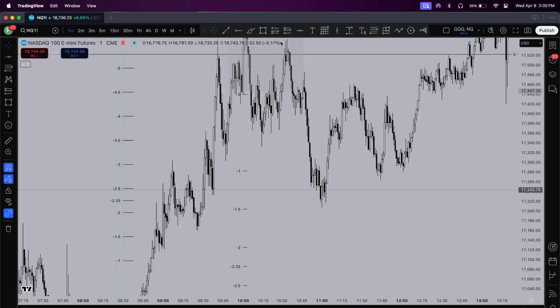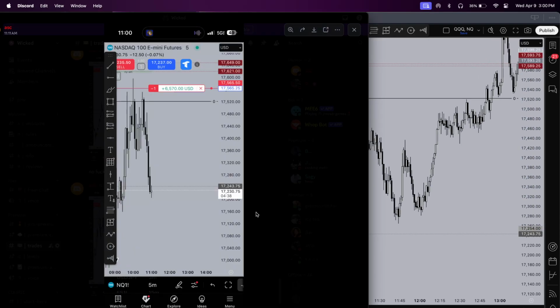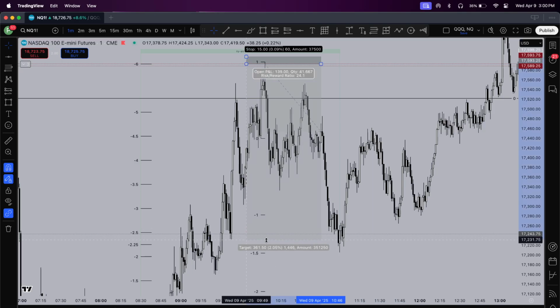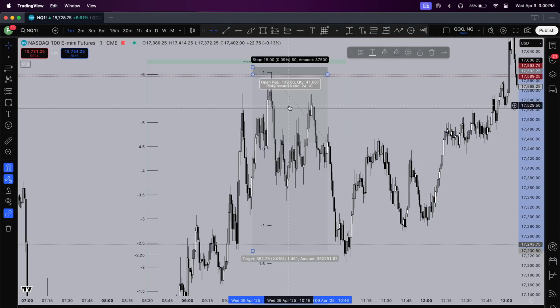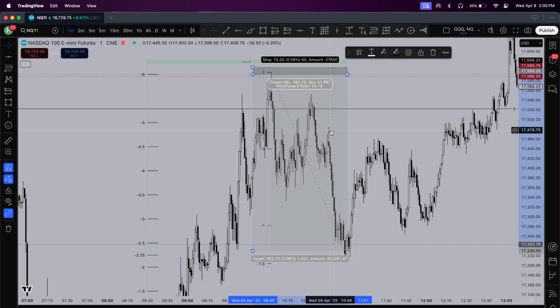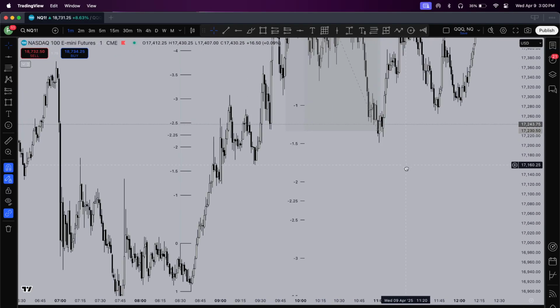I think I took profit here. I don't remember. Let me check. 230. Yeah, I took profit right here. Around here I took profit, and that was 24 RR. But yeah, that's essentially my only reasoning here.